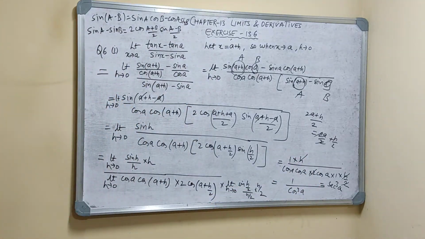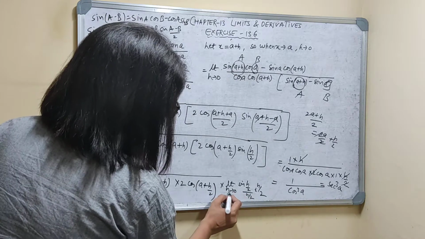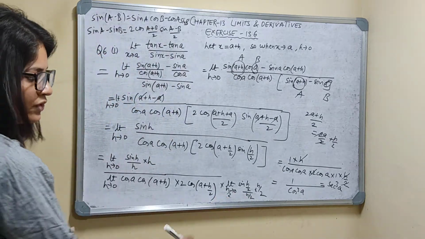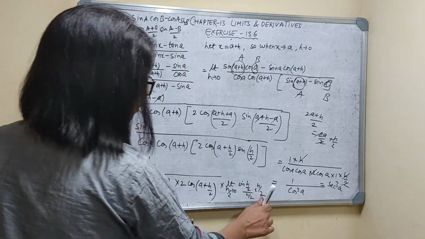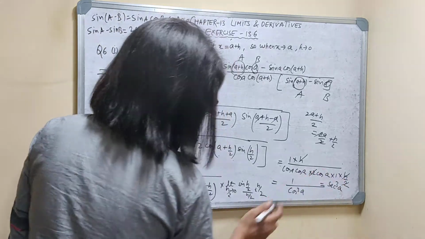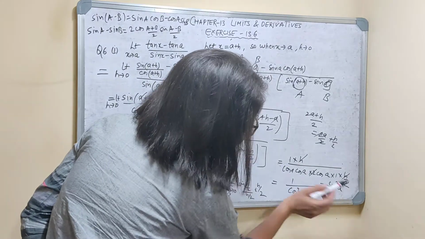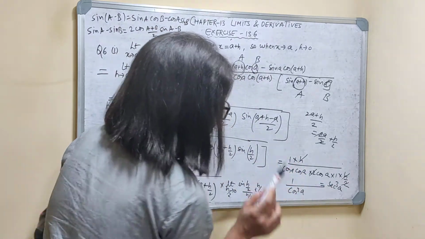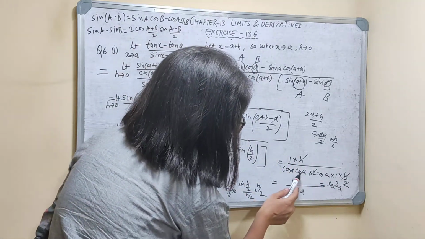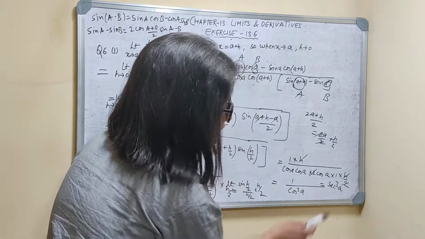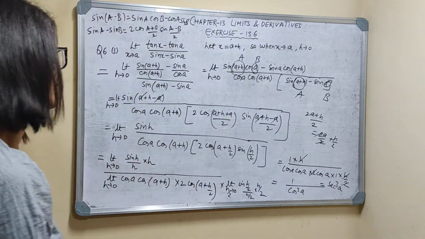Sin x by x is equal to 1. So h tends to 0, then h by 2 also tends to 0, or if you write h tends to 0, then also it is true. Sin h by 2 is 1 into h by 2. So now you see this 2 and this 2 is gone. Now this h and this h is gone. So you will be left with cos a and cos a, that is 1 upon cos cube a, that is sec cube a. This is the answer.